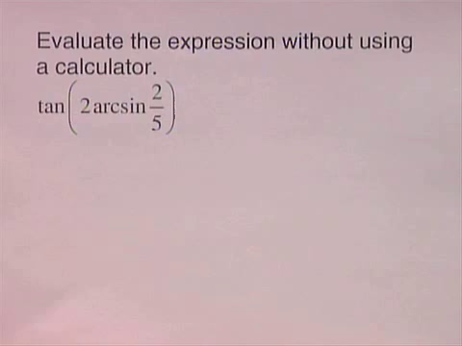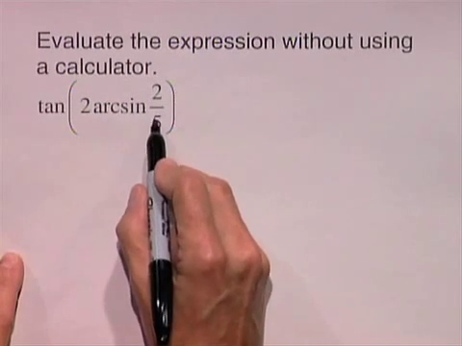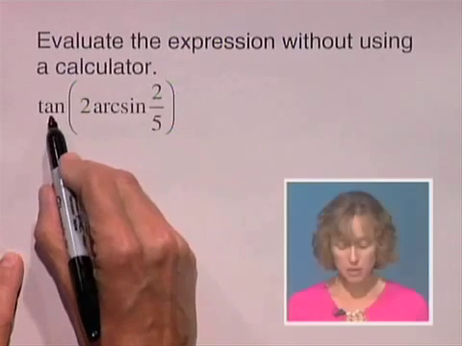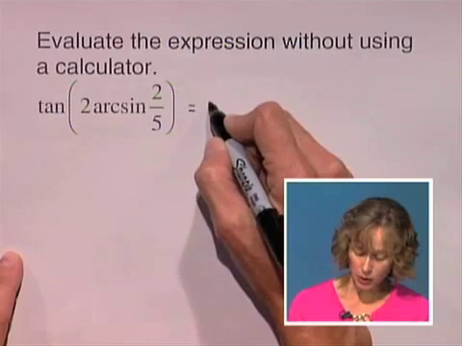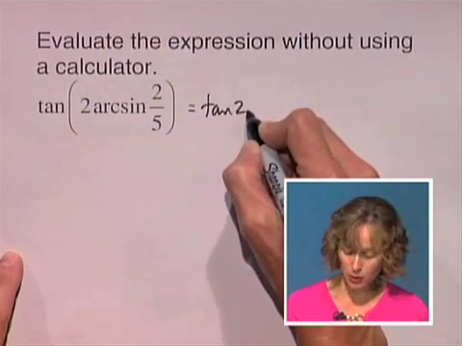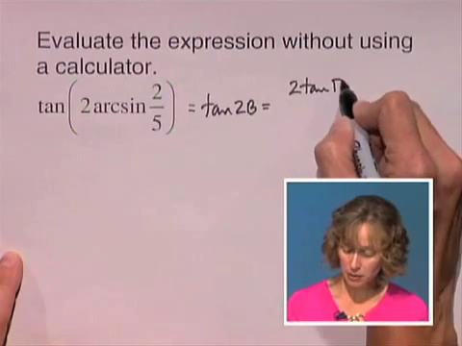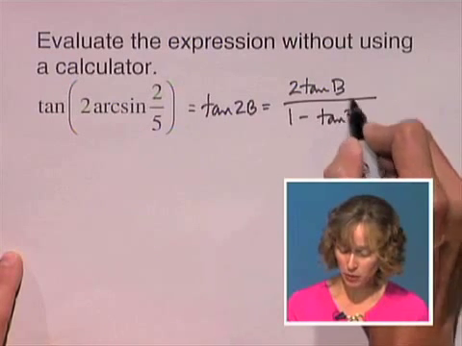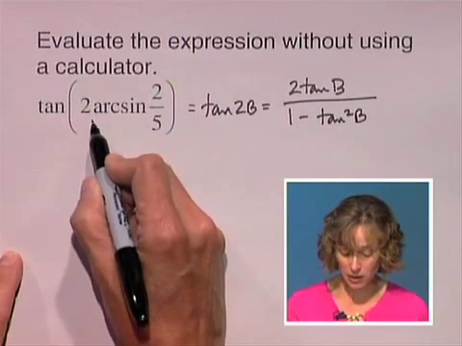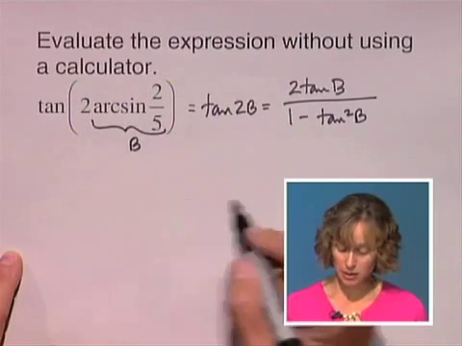Okay, let's look at part B for the same example. We want to evaluate, without using a calculator, the tangent of 2 times the angle whose sine is 2/5. Well, this is a tangent double angle question. Recall the tangent double angle identity is 2 tan B over 1 minus tan squared B, where B is the angle. In this case, arcsine of 2/5 is B, the angle whose sine is 2/5.